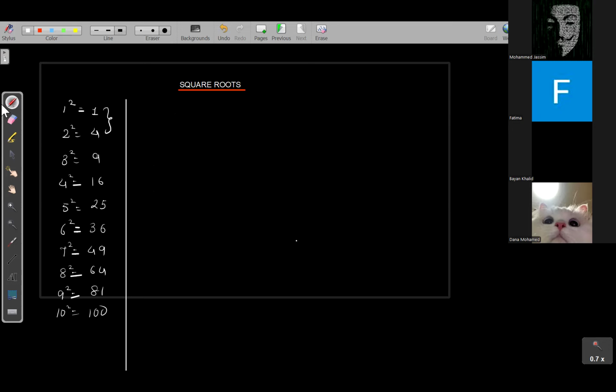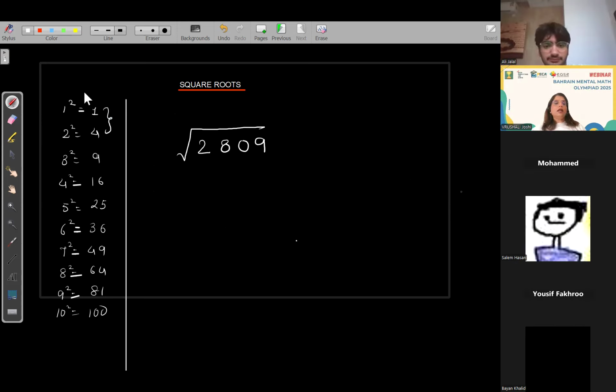Okay, let us take one number which is square root of 2809. Okay, square root of 2809. Now let's pair the numbers in two from the right. You have to pair the numbers from the right. So this direction. You will pair the numbers in this direction.